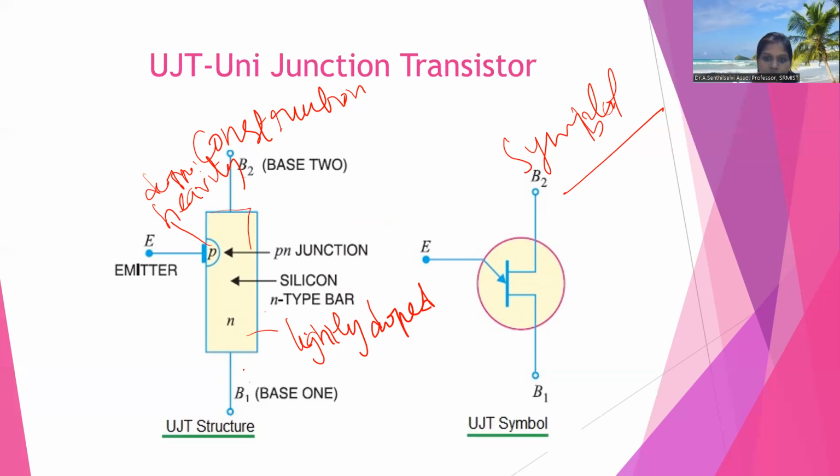Then why does the symbol have a bending arrow at the emitter? Because there is a flow of current from emitter to base. Actually, in the FET construction we draw it like this, and here there is a bending. This bending represents that there is a flow of current from emitter to base. This is about construction and symbol.